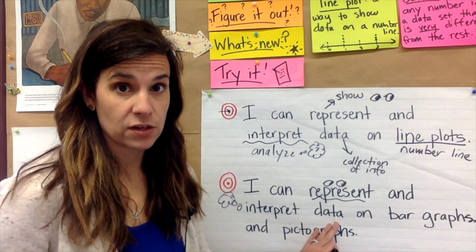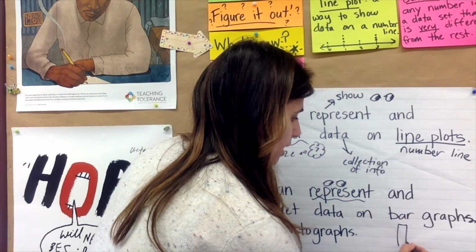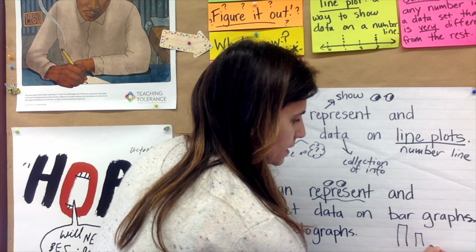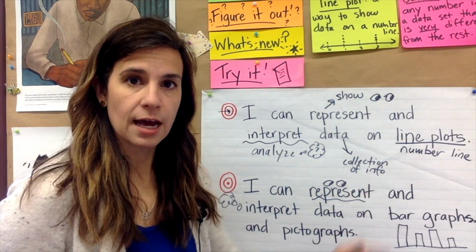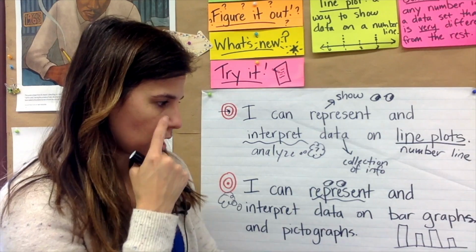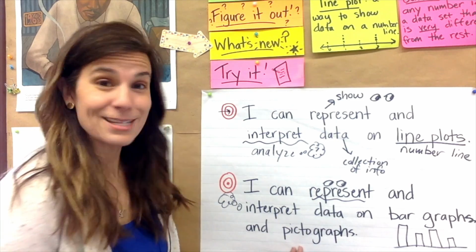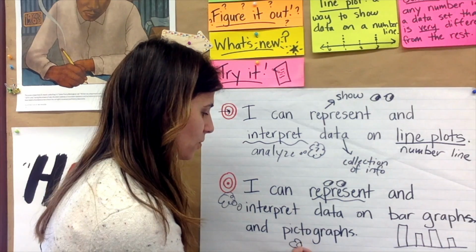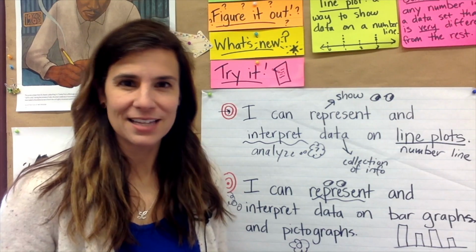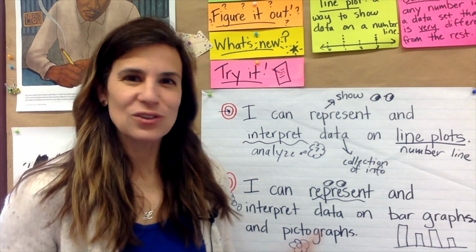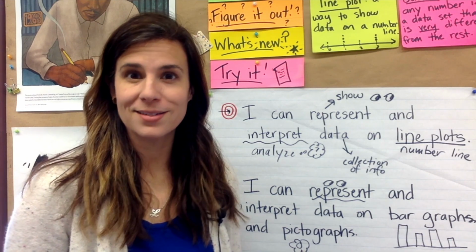Data, that collection of info, just like in the figure it out, on bar graphs. So bar graphs are a little different. They have these bars that kind of stick up, or they can go the other direction, vertical or horizontal. But that is what a bar graph looks like. And pictographs, so like in our other example, there were pictures. So it just depends on what the data is, what the picture might be. So let's take a look at some of those problems together and try to figure out what's new.